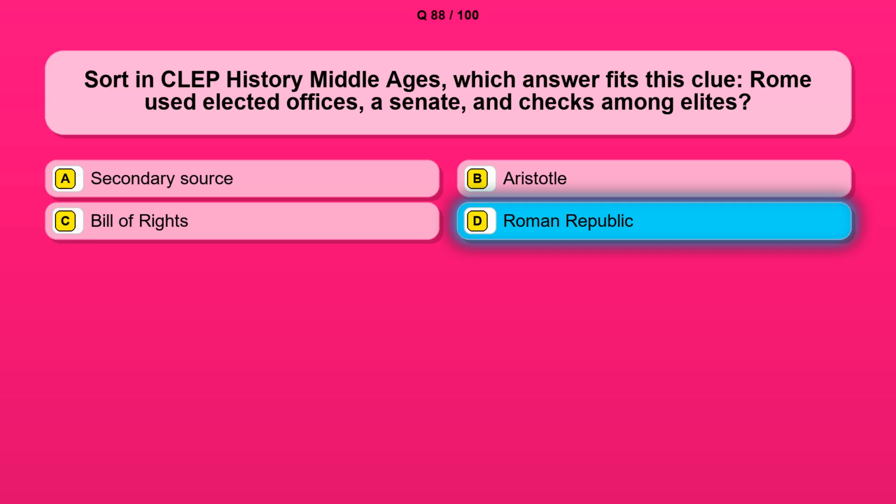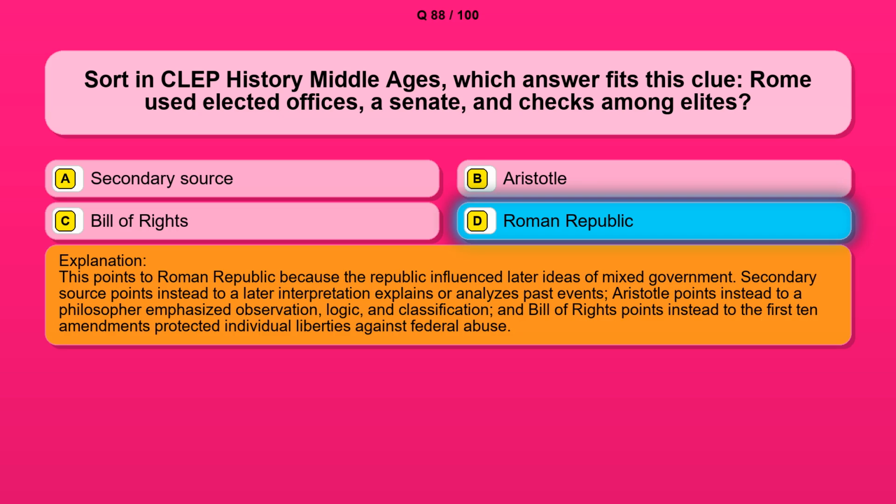The correct answer is option D, Roman Republic. This points to Roman Republic because the Republic influenced later ideas of mixed government. Secondary source points instead to a later interpretation that explains or analyzes past events. Aristotle points instead to a philosopher who emphasized observation, logic, and classification, and Bill of Rights points instead to the first 10 amendments that protected individual liberties against federal abuse.